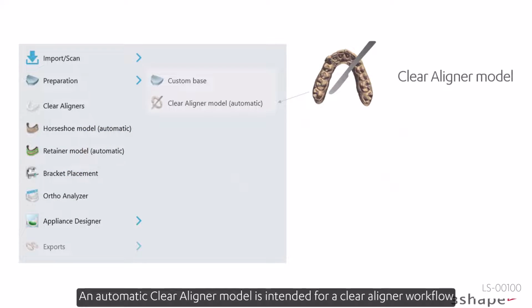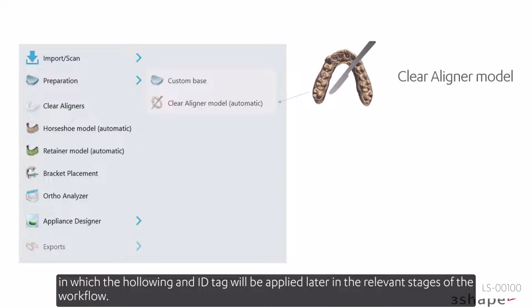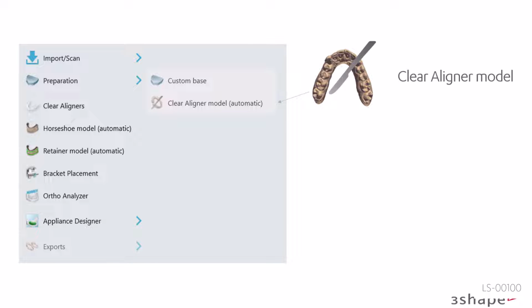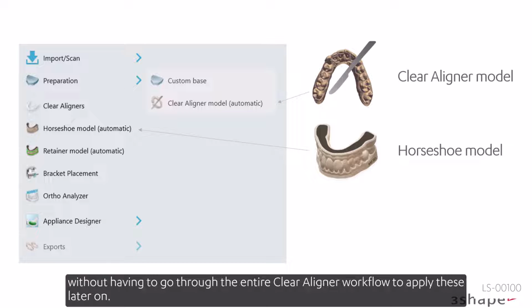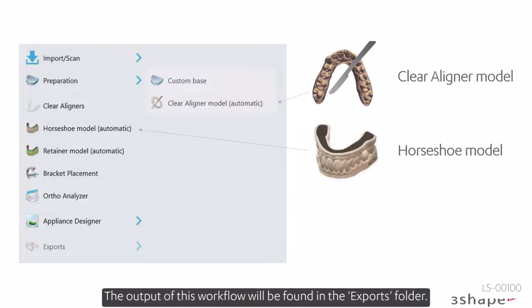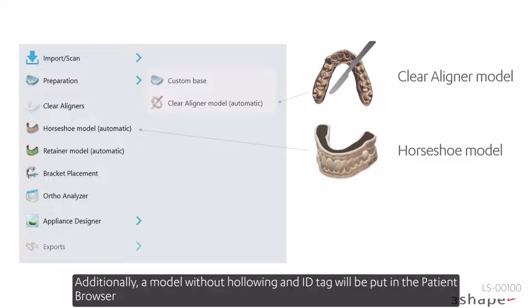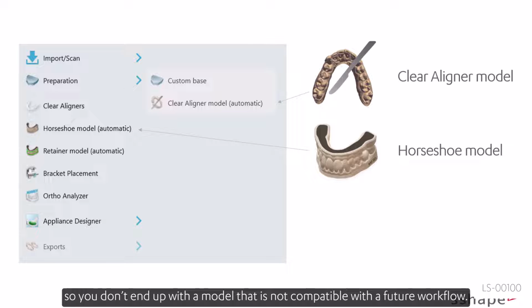An automatic clear aligner model is intended for a clear aligner workflow in which the hollowing and ID tag will be applied later in the relevant stages of the workflow. The horseshoe model can be used whenever a model requires an ID tag and hollowing without having to go through the entire clear aligner workflow to apply these later on. The output of this workflow will be found in the Exports folder. Additionally, a model without hollowing and an ID tag will be put in the patient's browser, so you don't end up with a model that is not compatible with a future workflow.